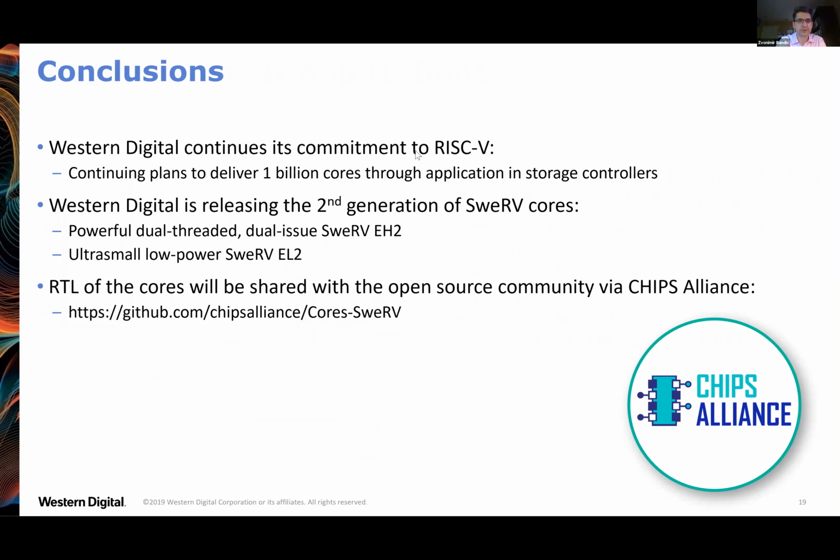Anyway, to conclude, we are sort of threading strong into producing open source RISC-V cores. Two generations of cores have been released. We are using them inside the Western Digital products. You'll probably hear more from us about it later this year.